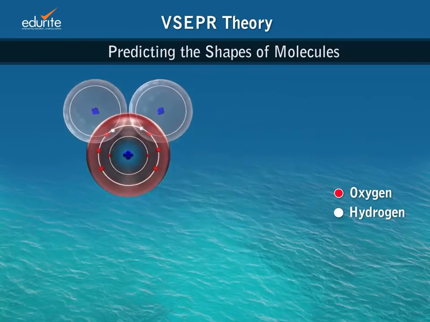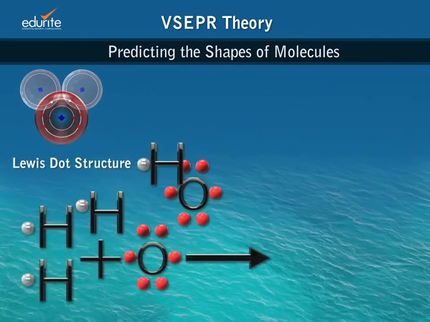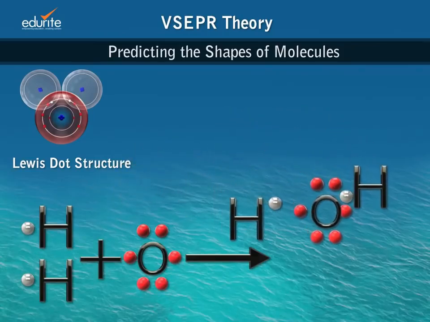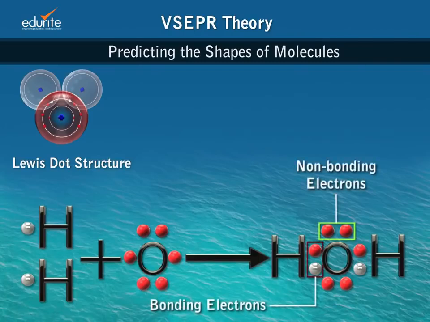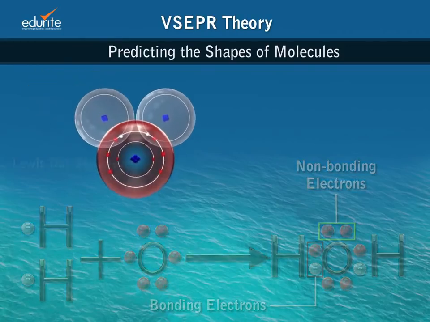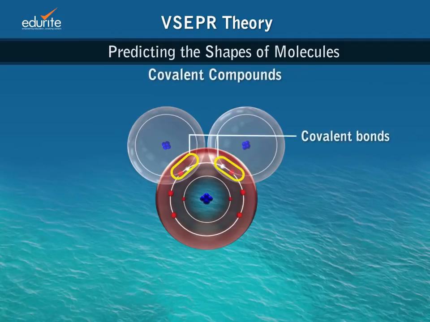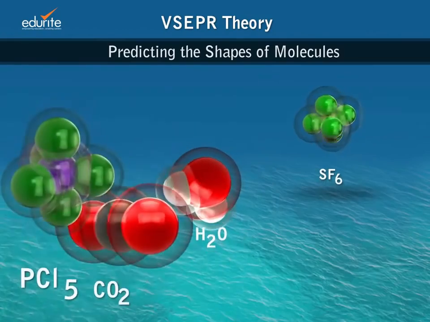A Lewis structure or Lewis dot diagram is a type of shorthand notation which depicts the distribution of valence electrons in molecules. It shows the number of valence electron pairs in each individual atom, including the bonding electron pairs and the non-bonding electron pairs, also known as lone pairs, that may exist in the molecule. Sharing of electrons between atoms gives rise to covalent compounds. Molecules of covalent compounds come in many shapes and sizes.